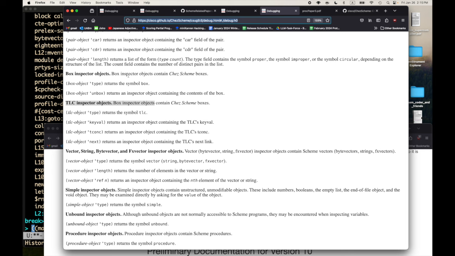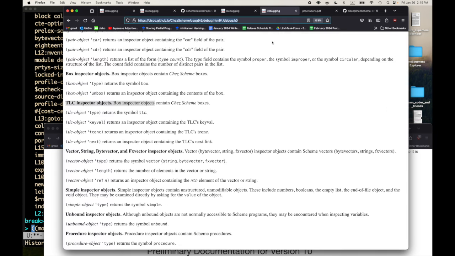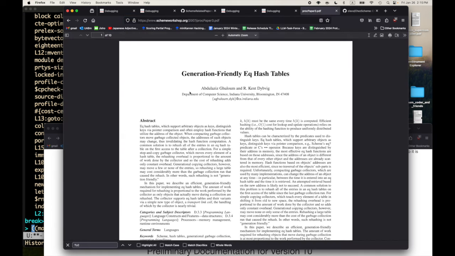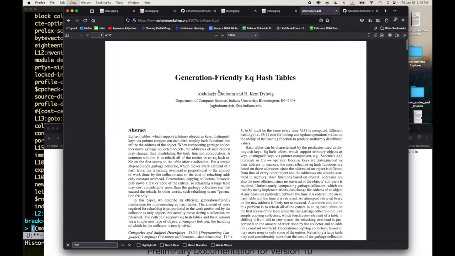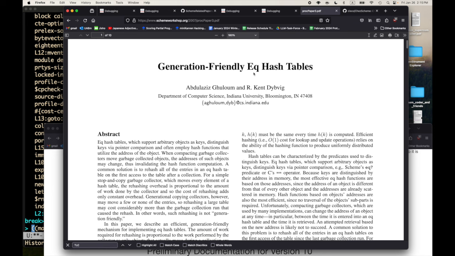Box inspector objects. Box inspector objects contain Chez Scheme boxes. Okay. And then TLC inspector objects. Box inspector objects contain Chez Scheme boxes. That looks like a copy and paste error to me. And I didn't even know, by the way, what a TLC inspector object was. I'd never heard of that. It looks like that's coming from this paper my friend Aziz Ghuloum and Kent wrote on generation-friendly EQ hash tables. So in Scheme, EQ is pointer equality. Generation-friendly has to do with generational garbage collection.